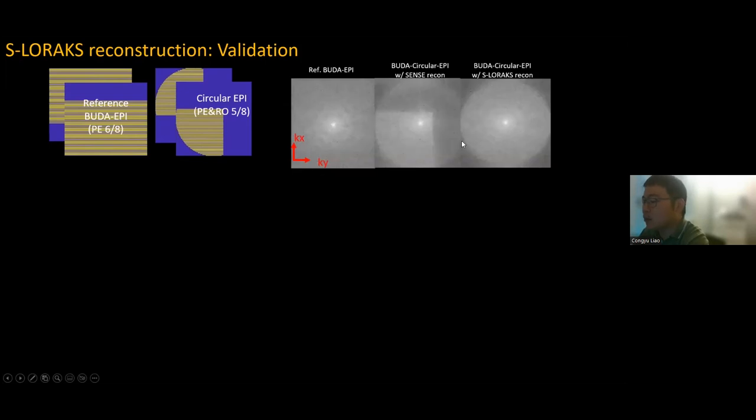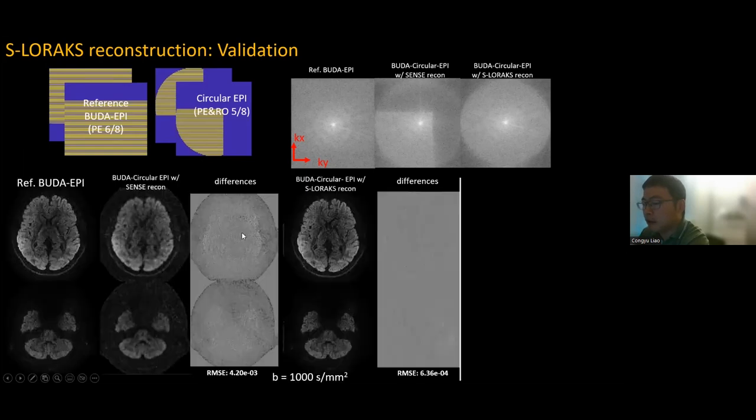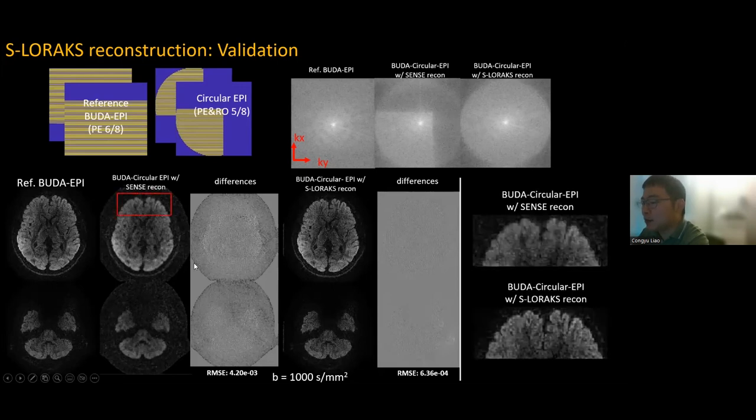The reconstructed k-space demonstrates that the BUDA circular EPI reconstructed using SENSE without the S-Lorex resulted in missing high k-space data, while incorporating S-Lorex reconstruction into this model-based reconstruction can help effectively recover the missing k-space. This figure shows the reconstructed images of the reference BUDA EPI data, BUDA circular EPI with SENSE recon, and the BUDA circular EPI with S-Lorex reconstruction. Consistent with the k-space results, the BUDA circular EPI with S-Lorex reconstruction achieves higher resolution and less blurring compared to the BUDA circular EPI with SENSE reconstruction, leading to small RMSE in diffusion weighted images.